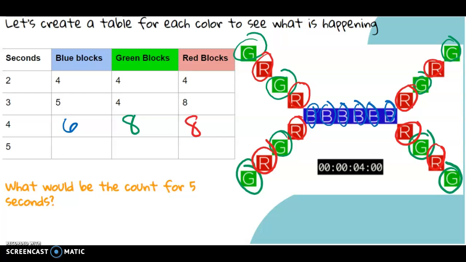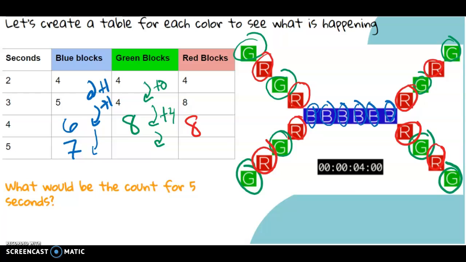They stayed at 8. So now you can kind of see that the blue blocks are increasing by 1 each time. So I can predict for 5 seconds there will be 7 blue blocks. Okay, so my green blocks, they didn't increase yet for the first second, but by the 4th second it increased by 4.